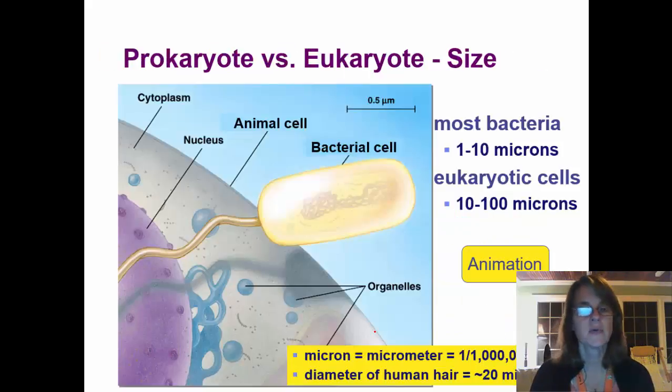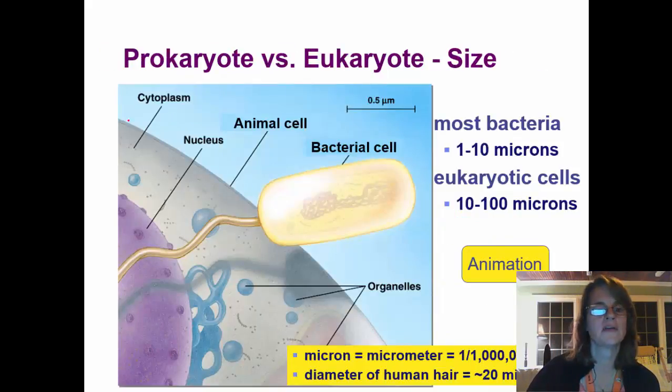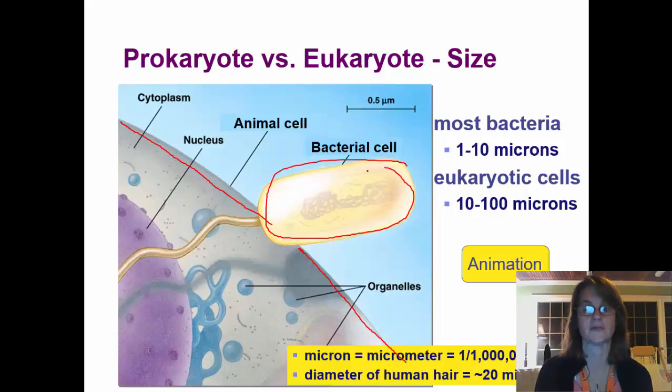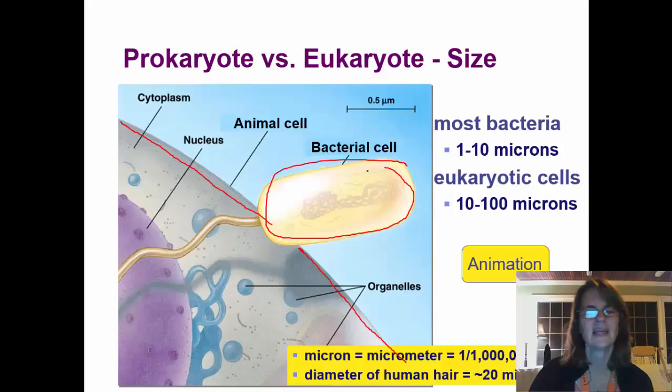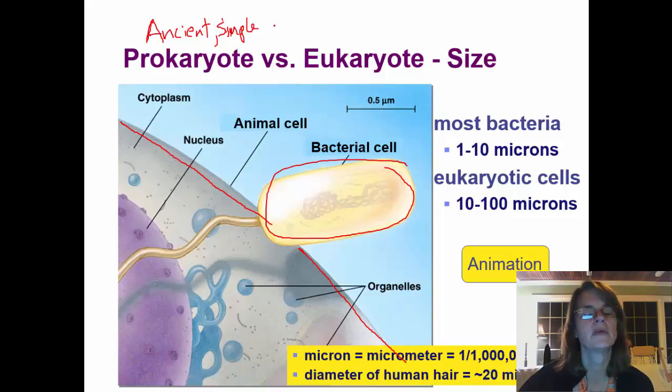Size-wise, prokaryotes are much smaller. This purplish color is a typical eukaryotic animal cell. This is how big a bacterial cell would be in relation to that. So very much smaller in size. Also, please keep in mind, I don't have a slide for this, but prokaryotes are ancient and much more simple or primitive. Eukaryotes are more recent, though that's a relative term, and much more complex.